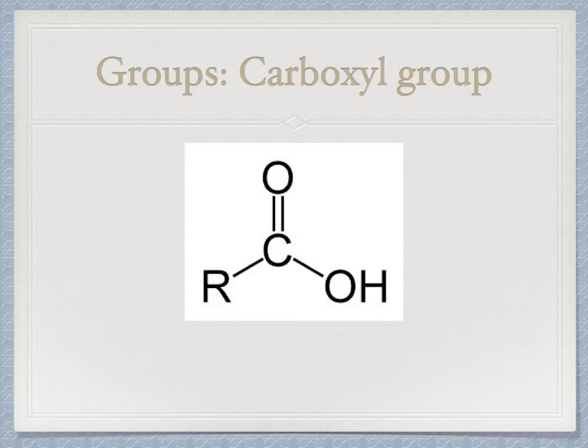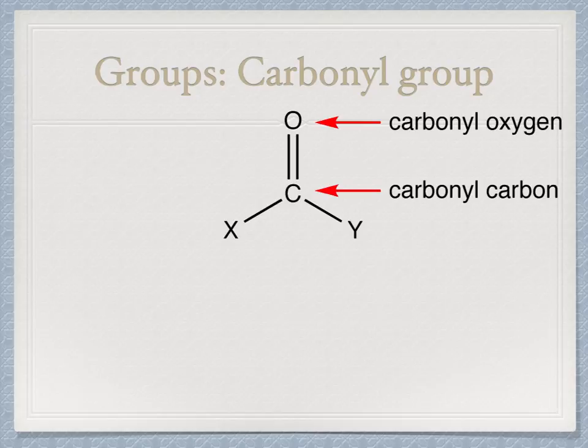What is a carboxyl group? Well, carboxyl group has got C double bond O, OH, so it's got an acidic group attached to it. Then you've got something called a carbonyl group. Carbonyl oxygen is attached to the carbonyl carbon, so it's a C double bond O. Now this C double bond O can be attached to X and Y.